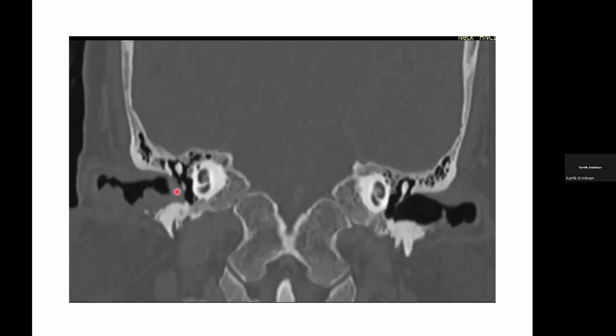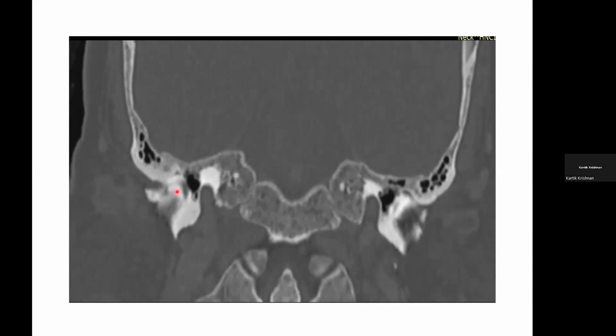It is T3 because it's involving your middle ear. So T1 is just in the EAC without any bony involvement or soft tissue involvement. T2 is when the whole bone, the entire bony canal, is involved, or soft tissue involvement is less than 0.5, and T3 is into the middle ear.